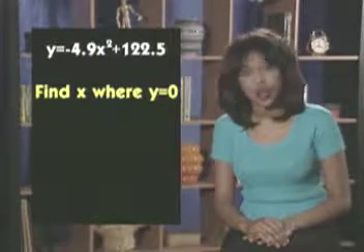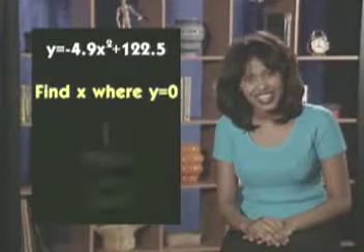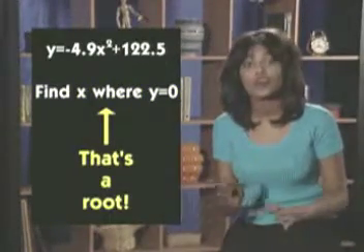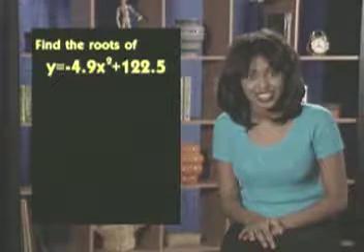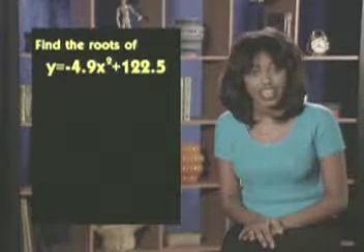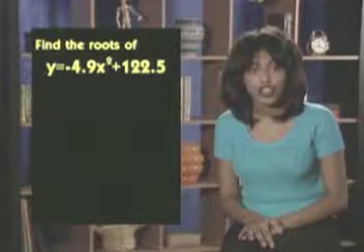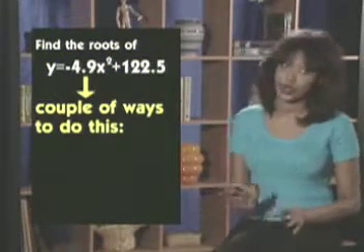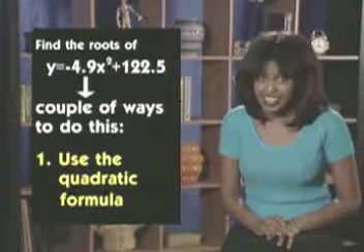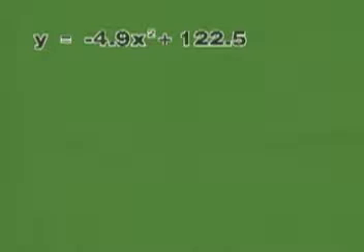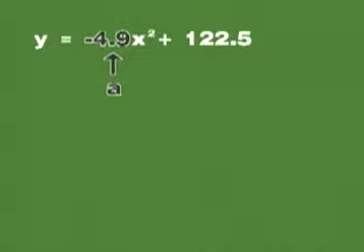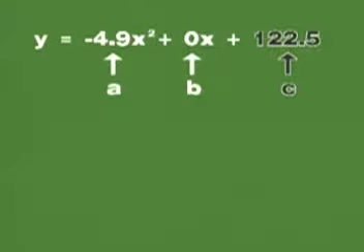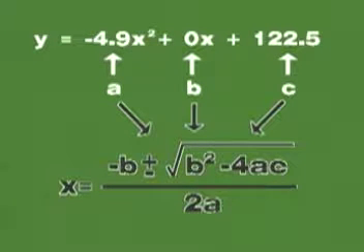To find x when y equals 0... Wait a minute, that's a root! In effect, we want to find the roots of the quadratic equation y equals -4.9x squared plus 122.5. There are a couple of different ways we can do this, and one, as we just discussed, is by using the quadratic formula. In this quadratic equation, the coefficients are a equals -4.9, b equals 0, and c equals 122.5. We can plug these values into the quadratic formula in order to find the roots of the equation.